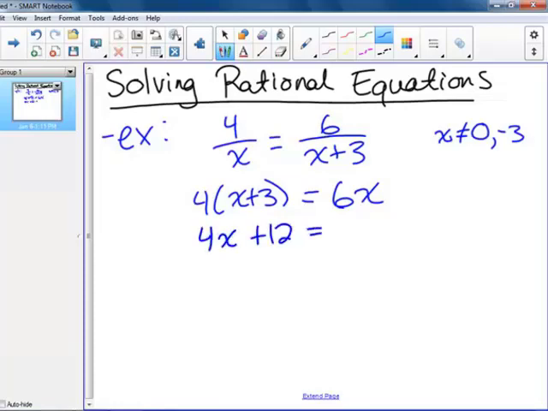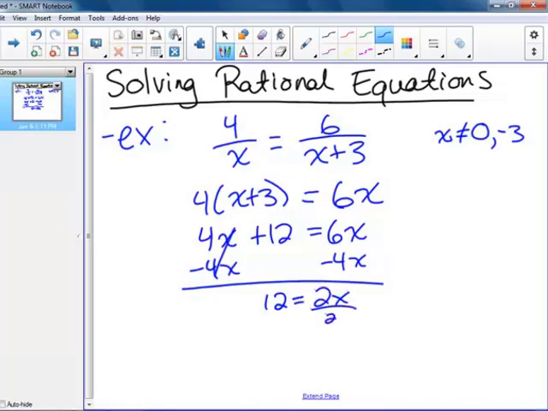4x plus 12 equals 6x. Subtract 4x on both sides. 12 equals 2x. Divide by 2. And x equals 6. Which if I plug it back in, it looks like it would check out. We'll check here: 4/6, which would be 2/3 on the left side. And then on the right side, I'd have 6 over 9, which is also 2/3. So I got the right answer, and I can plug it in, and nothing's undefined, so I get 6 being my one answer.